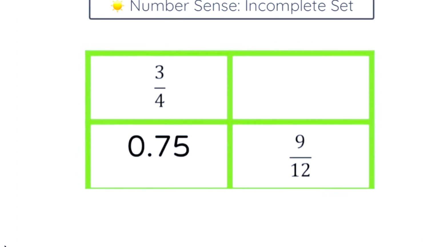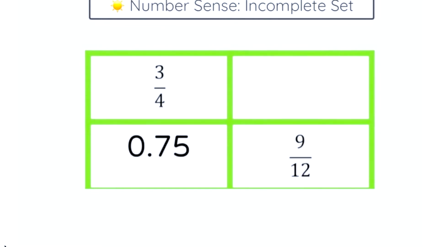So there's a lot of different things you can do. You can think about money, you can think about pictures, you can think about percents, but it needs to be equivalent to 3/4, 75 hundredths, and 9/12. One example that could fit here is 75%. 75% is equivalent to 3/4, 75 hundredths, and 9/12.